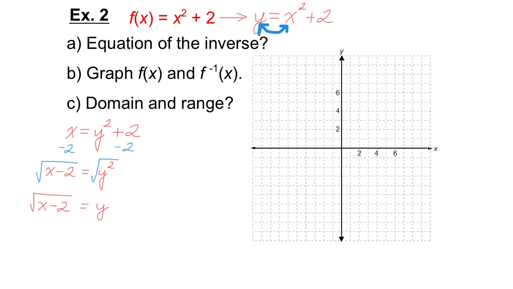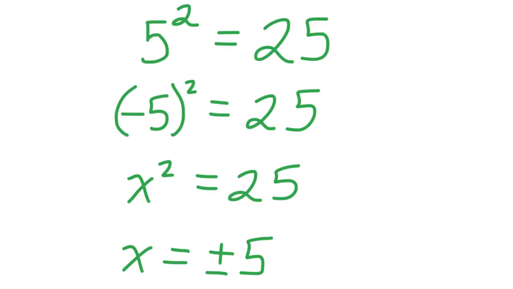Now, just be careful here. I'm not just going to take the square root. I'm going to take the positive or the negative square root. Let me just explain that by going off on a tangent here. Here's an example of this idea of plus or minus square root.